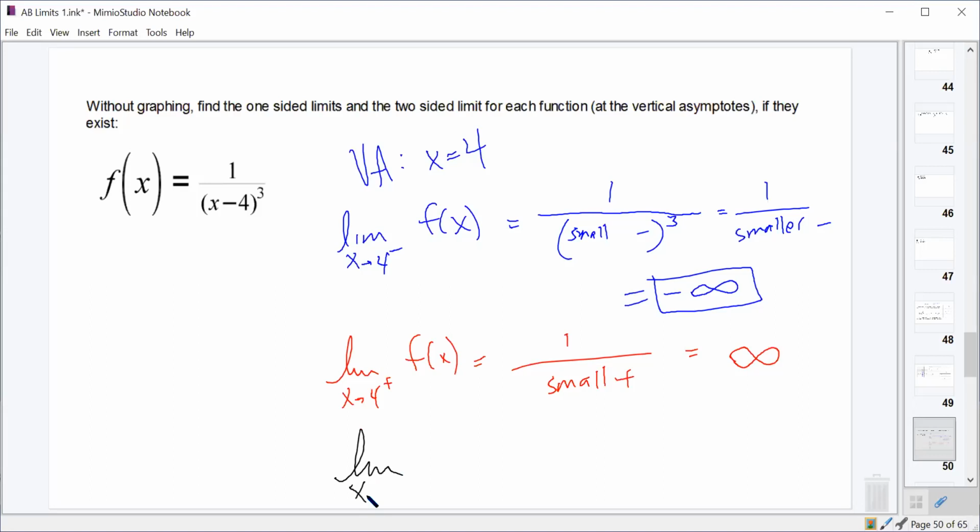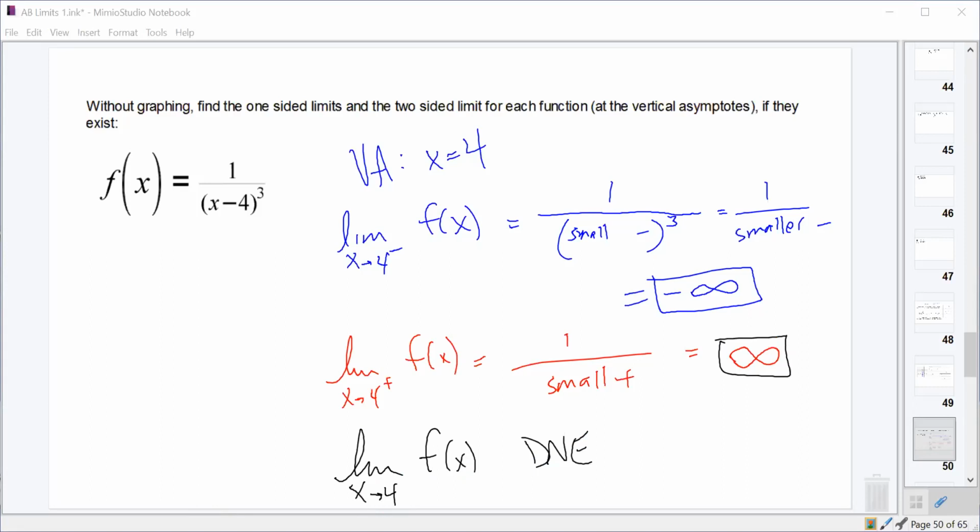Good. And so the limit as x approaches 4 of f of x cannot possibly exist because these had different values. And technically, none of these 3 limits actually exist, right? We just like to pretend that they do.